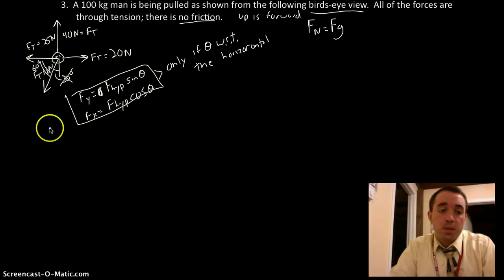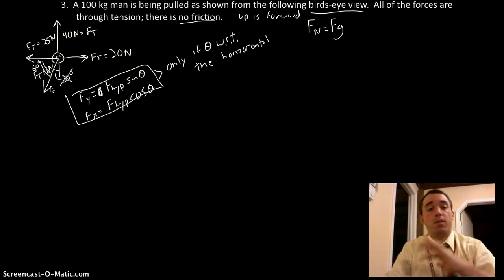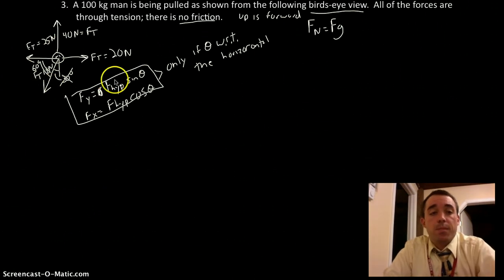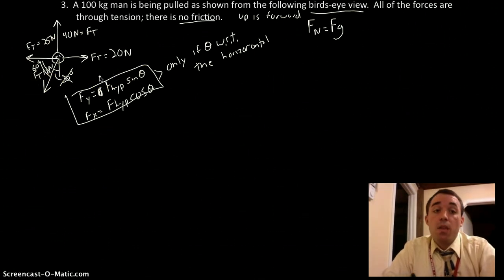So anytime you see an arrow that is not at a right angle, then, sorry, my cat keeps walking by.